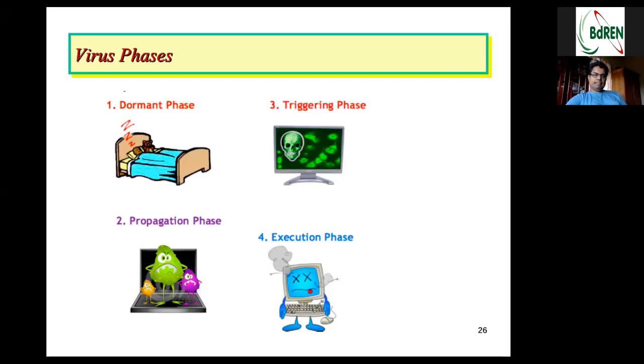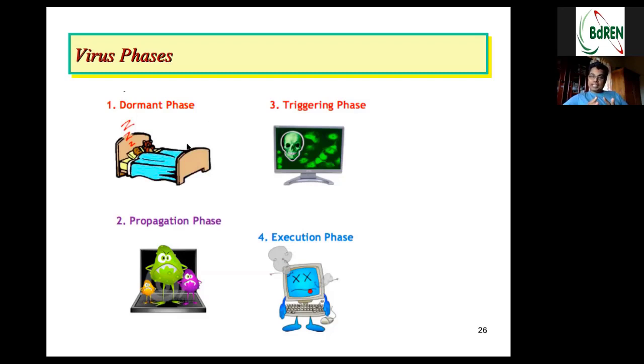So basically, in the virus life cycle we have stages: a dormant stage, propagation stage, triggering stage, and execution stage. In the dormant stage, viruses are just sleeping. They don't do anything. Actually, they are not harming you. They do take action, but they are not harming.